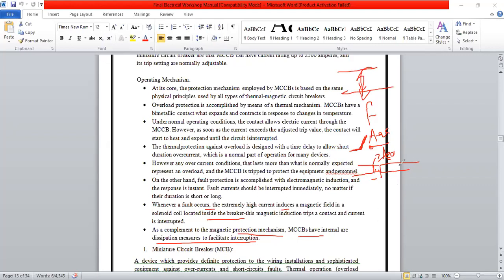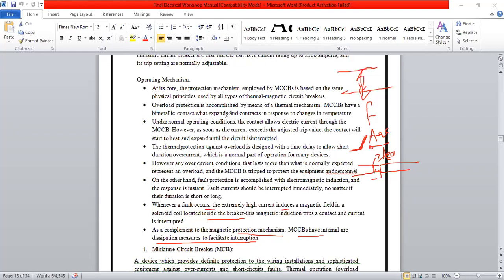That means sometimes the current will be flowing through that arc. So this is why an arc quenching mechanism, or arc interruption mechanism, is provided.